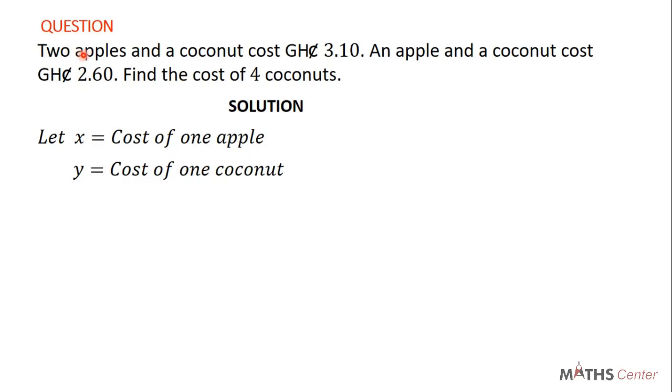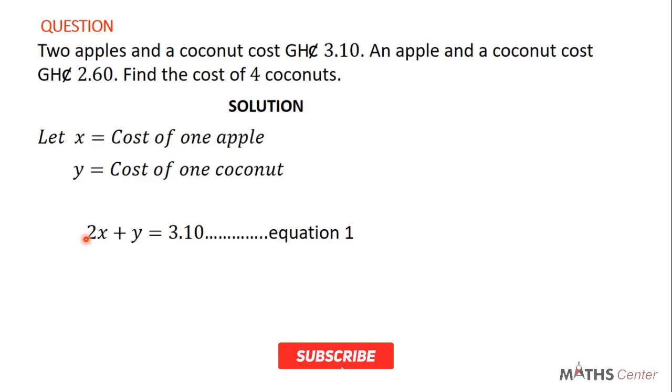So if the cost of one apple is X and the cost of one coconut is Y, and two apples and a coconut cost 3 Ghana cedis 10 pesos, that means 2 times X, which is 2 apples, plus Y, a coconut, will give us 3 Ghana cedis 10 pesos.